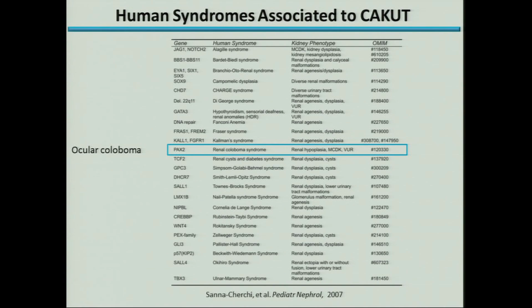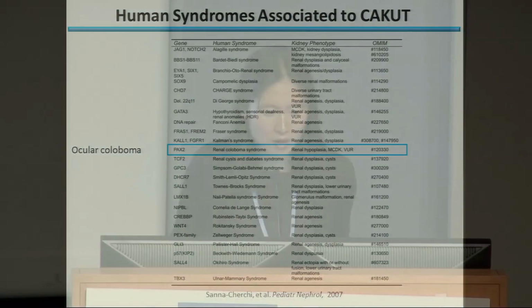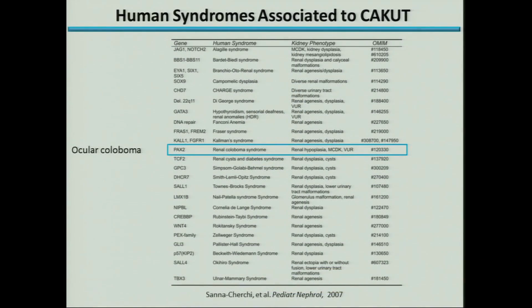Another one that is more common is renal coloboma syndrome, which is caused by PAX2, which is part of the paired homeobox transcription factor genes. The gene PAX2 is expressed in the kidney, the ocular and the otic vesicles, and in the CNS. These patients usually have renal hypoplasia, VUR, or multicystic dysplastic kidney. The patients 100% have some ocular abnormality, usually ocular coloboma, but they can also have optic nerve dysplasia, optic nerve cysts, myopia, nystagmus, and different cataracts. A minority of these patients can have some high-frequency sensorineural hearing loss, which is often subtle and goes undetected.